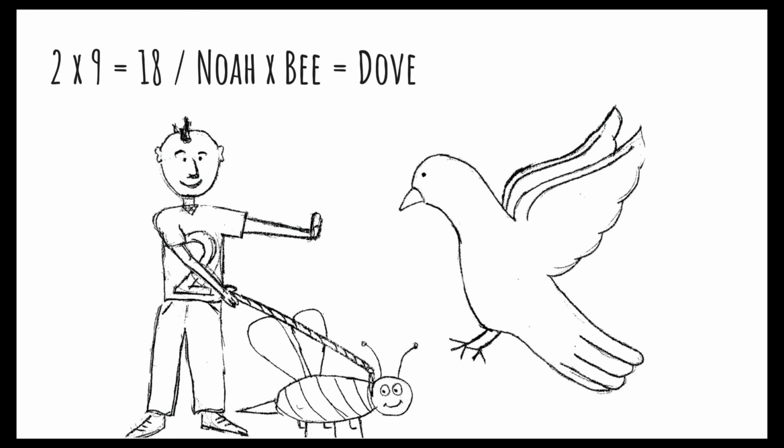The next day, when Noah had some time, he saw that his pet bee was getting restless. So he decided to take his pet bee for a walk in the park. And he put, as usual, a leash on his pet bee and he went about walking in the park.